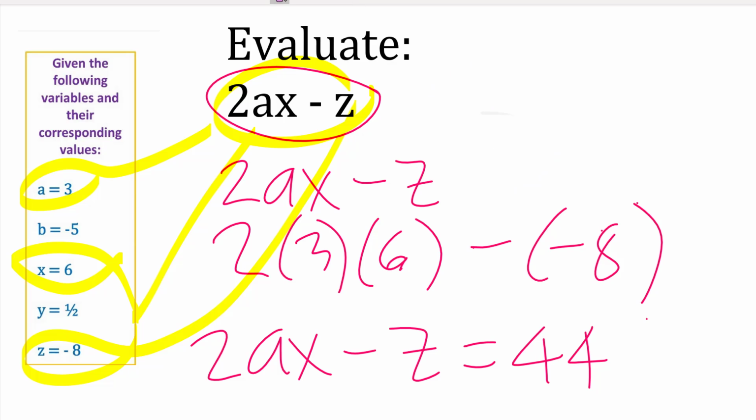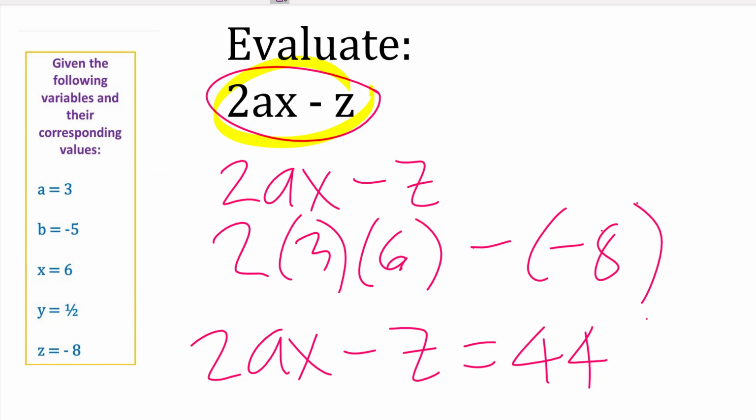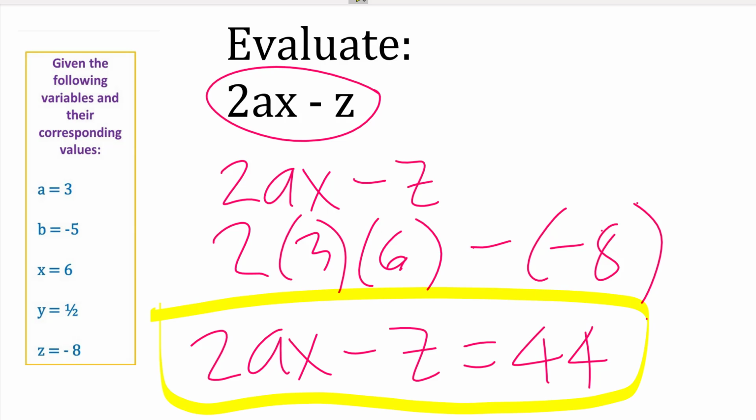So 2ax minus z, to summarize, equals 44. The values of a, x, and z are 3, 6, and negative 8 respectively, and that is our final answer.